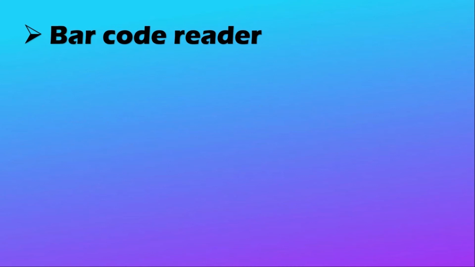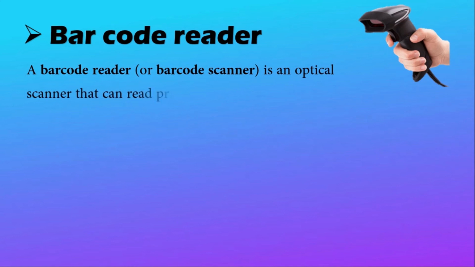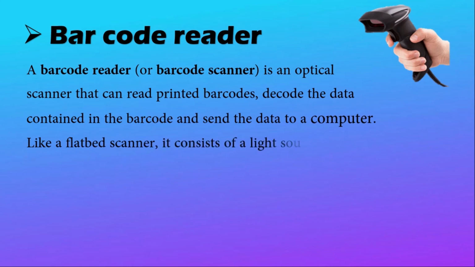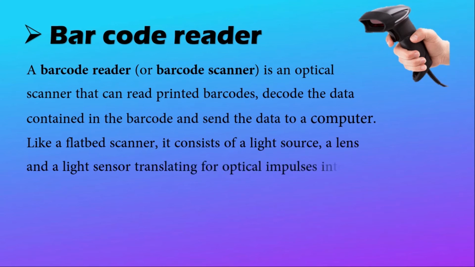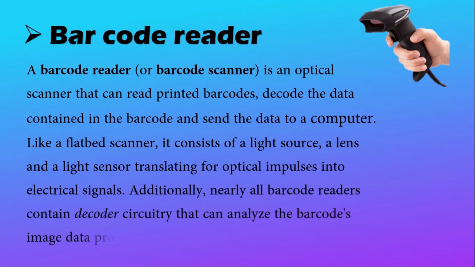So this is a picture. A barcode reader or barcode scanner is an optical scanner that can read printed barcodes, decode the data contained in the barcode, and send the data to a computer. Like a flatbed scanner, it consists of a light source, a lens, and a light sensor translating optical impulses into electrical signals. Additionally, nearly all barcode readers contain decoder circuitry that can analyze the barcode's image data provided by the sensor and send that.